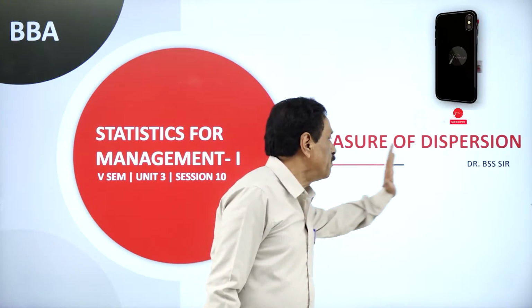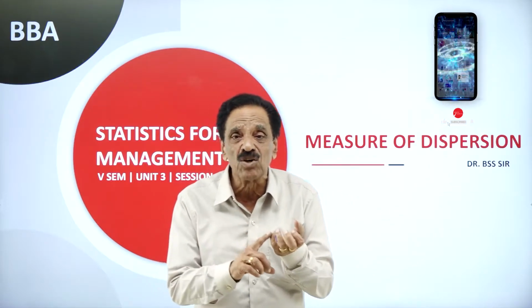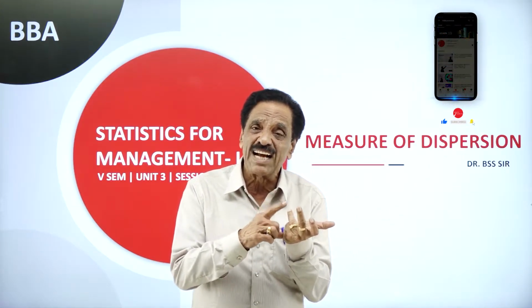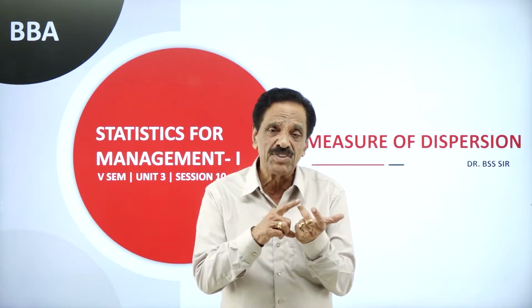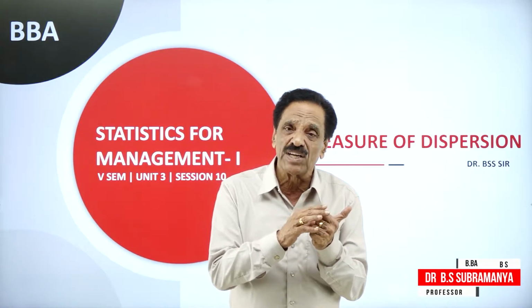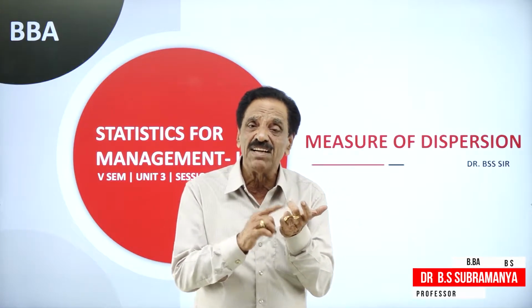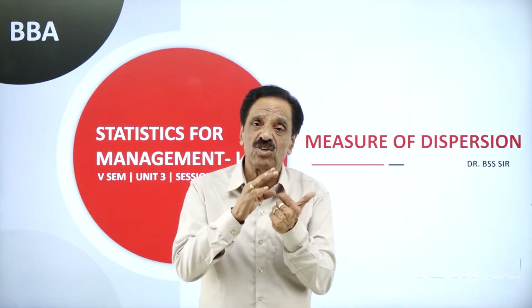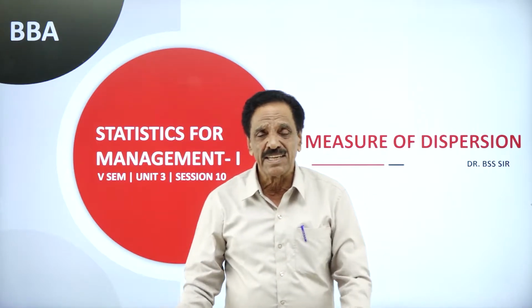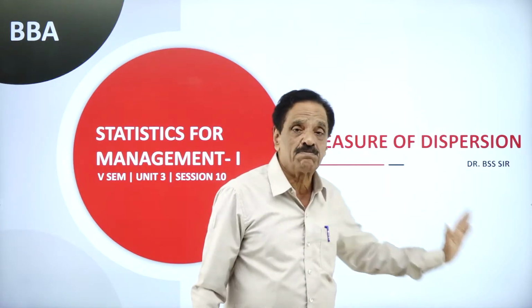The chapter is Measure of Dispersion, which includes quartile deviation, standard deviation, coefficient of variation, and skewness. I will repeat once again: it includes quartile deviation, standard deviation, coefficient of variation, and skewness. I am going to deal with the entire session in this measure of dispersion.